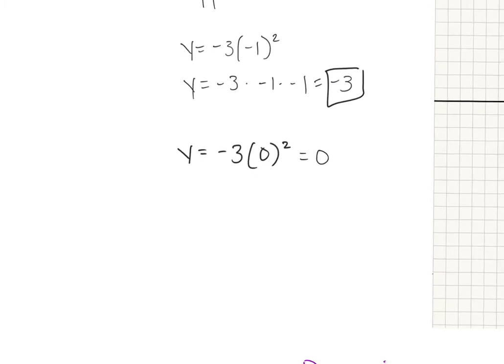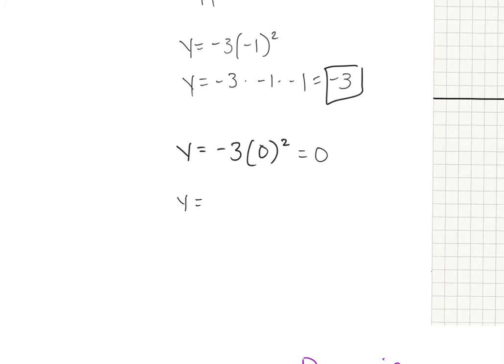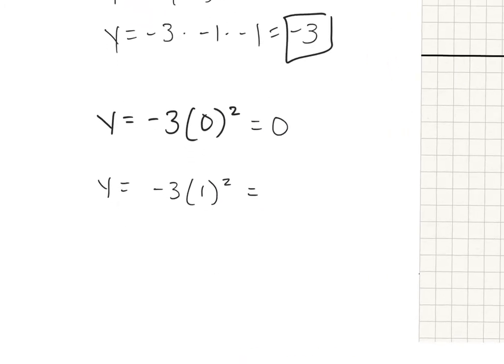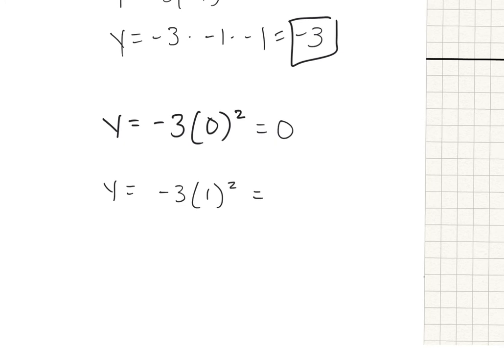Let's plug in x equals 1. Y equals negative 3 times 1 squared. So at 1, this is just going to be 1 times negative 3, so just negative 3.